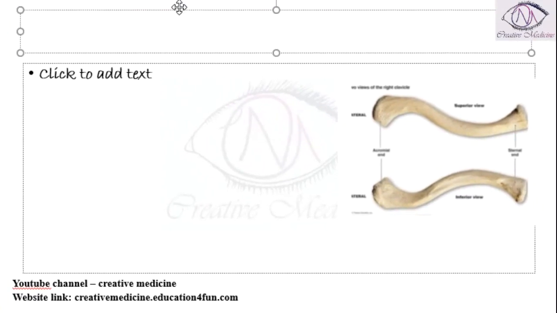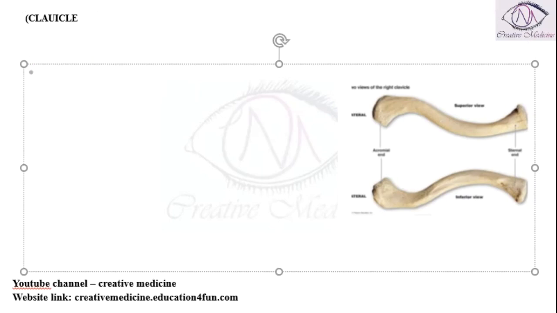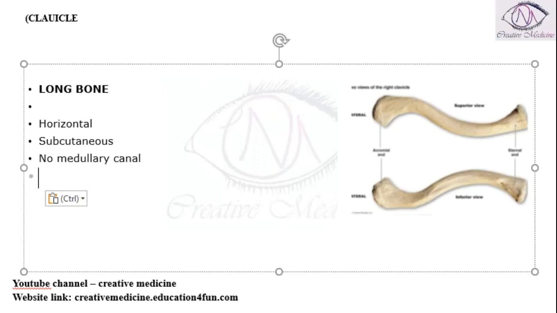Right. So this is the clavicle. This bone is a long bone, and it is present horizontally in our body, and it is present subcutaneously, and it has no medullary canal. It has two ossification centers.